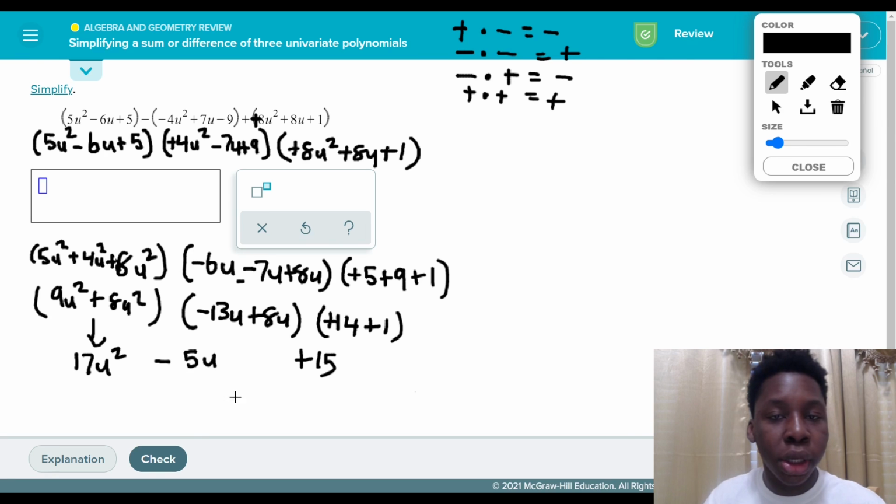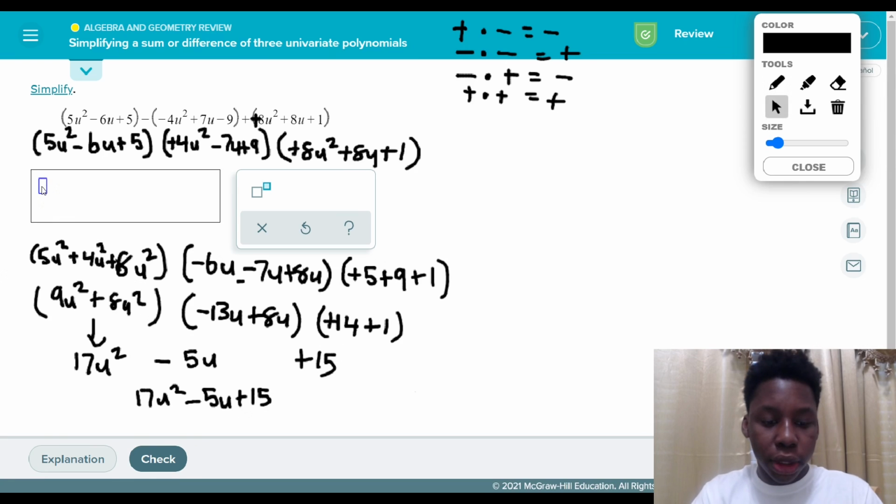Now we can combine them together. So this is 17u squared minus 5u plus 15. Let's check that out real quick. 17u squared minus 5u plus 15.